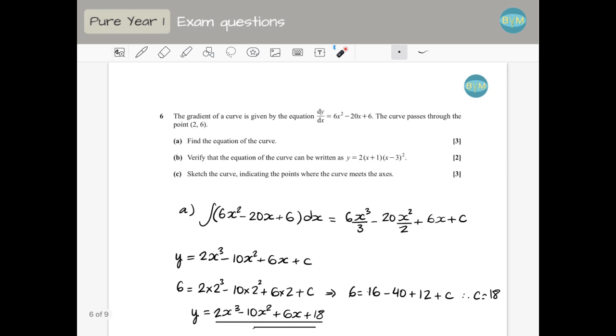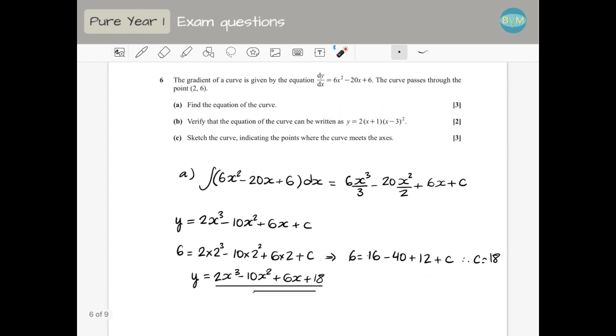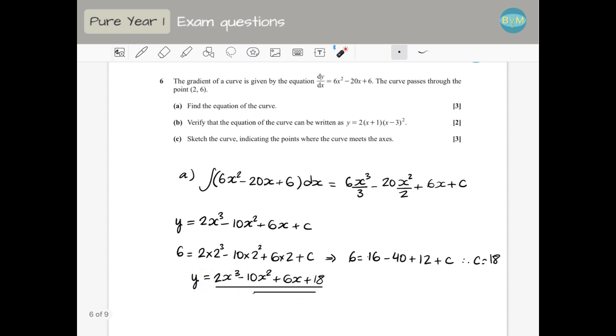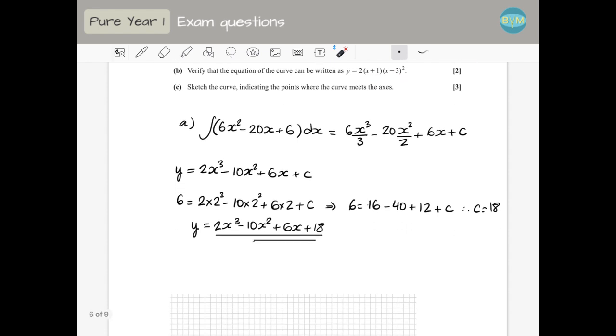Then for B, it says verify that the equation of the curve can be written this way. So they have factorized this expression, and we have two options. Either we try to factorize this function until it looks like this one, or we expand these brackets and check that this is the answer. That's probably what is expected because it's only 2 marks. If you see the mark scheme, you will see both options anyway, so both are valid.